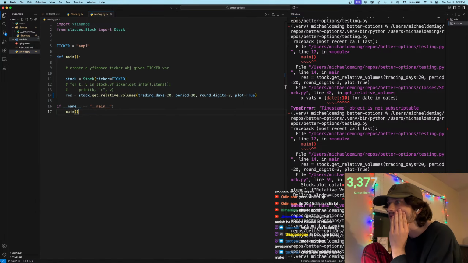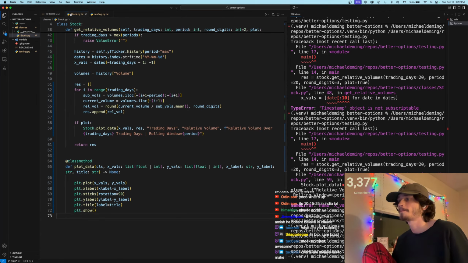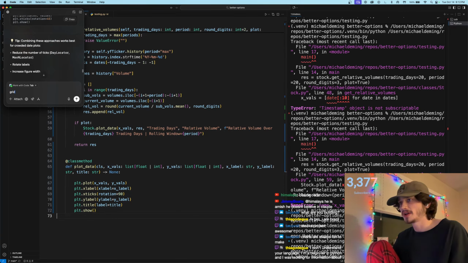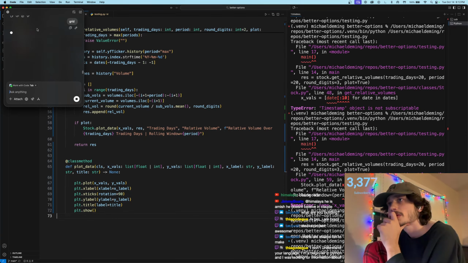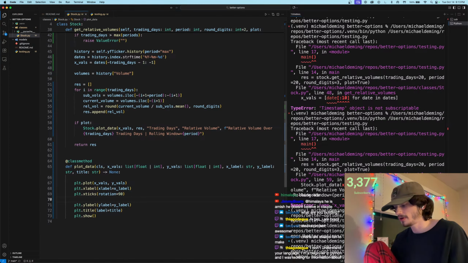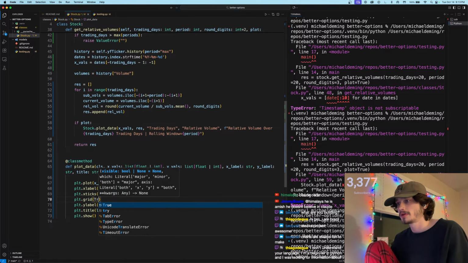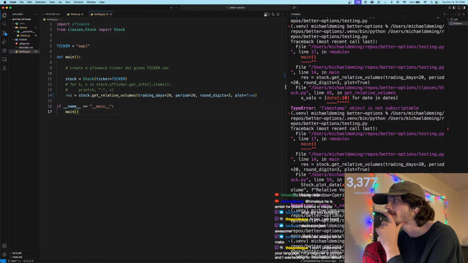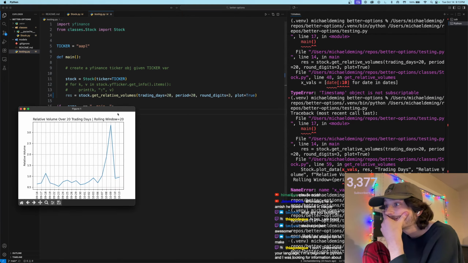Now let's add in some grid. So grid. How do you add in grid? So plot grid true. Okay, plot.grid. So it's all on this plot object. See, I learned matplotlib and then I don't use it for a couple months and I gotta relearn it. Okay.